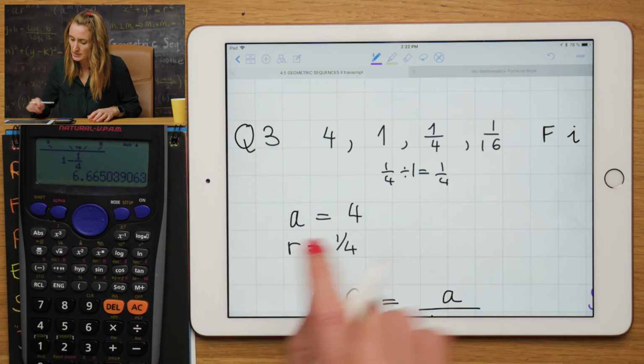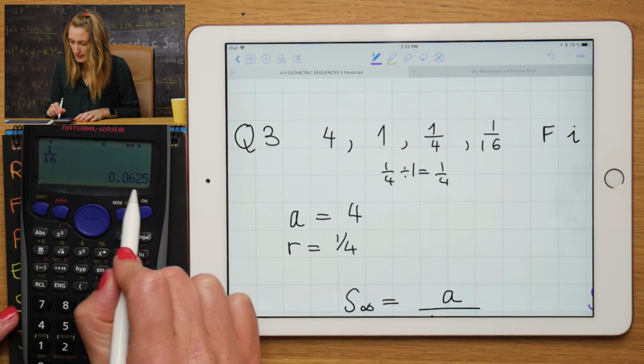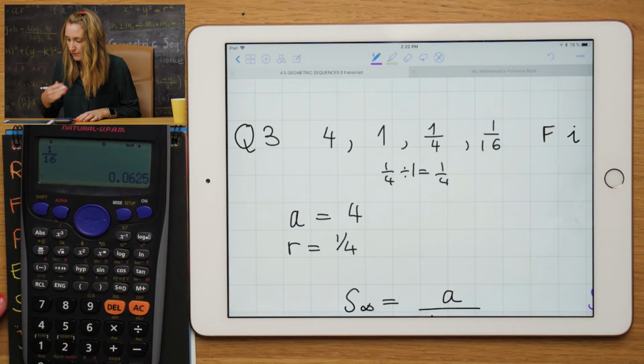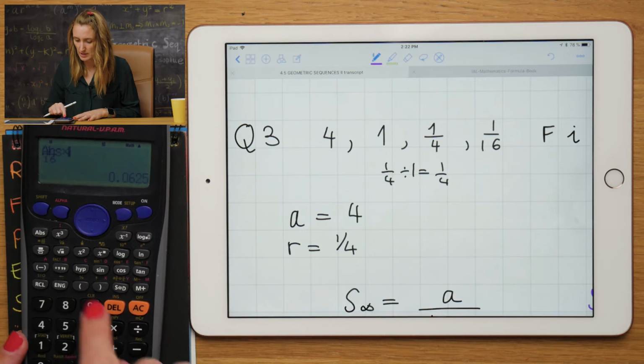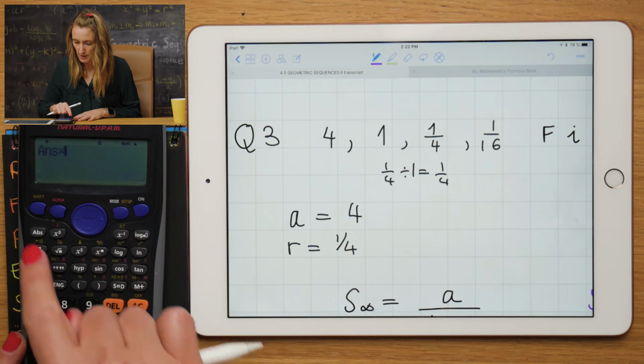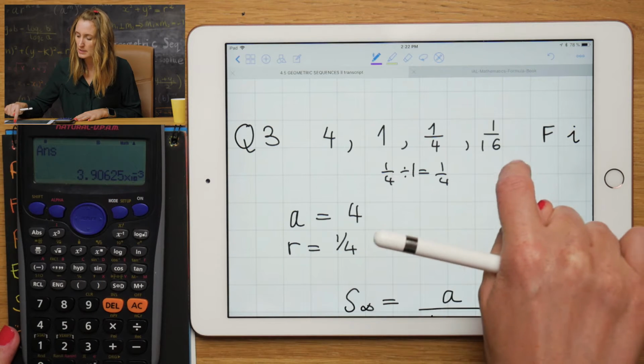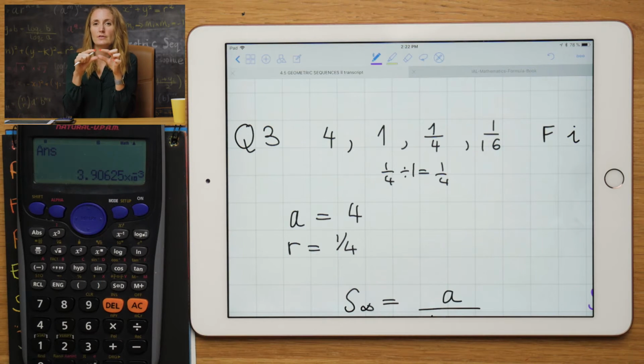And you can see that this is happening here already. This started on 4, but by the time it gets to 1 over 16, you've got a tiny number. And in a few iterations, if I times this one by a quarter, I have an even smaller number, and a smaller number. So this sequence will go so infinitely small that it will practically be 0.